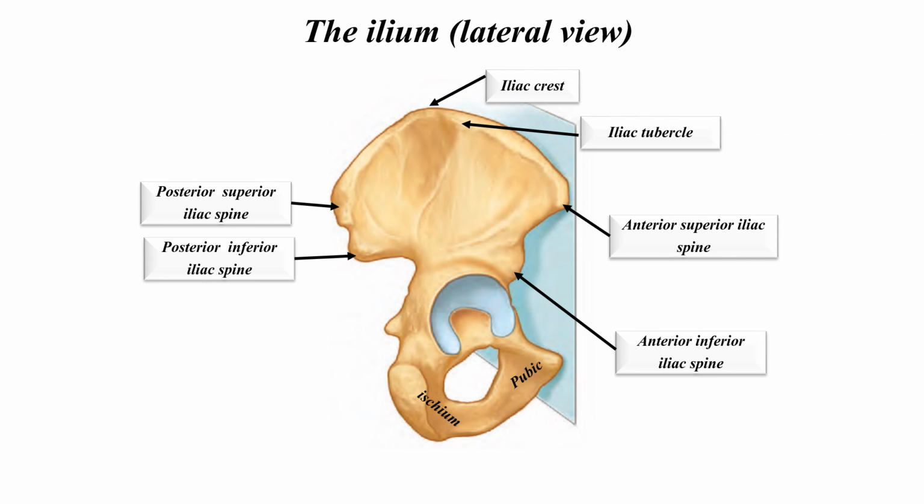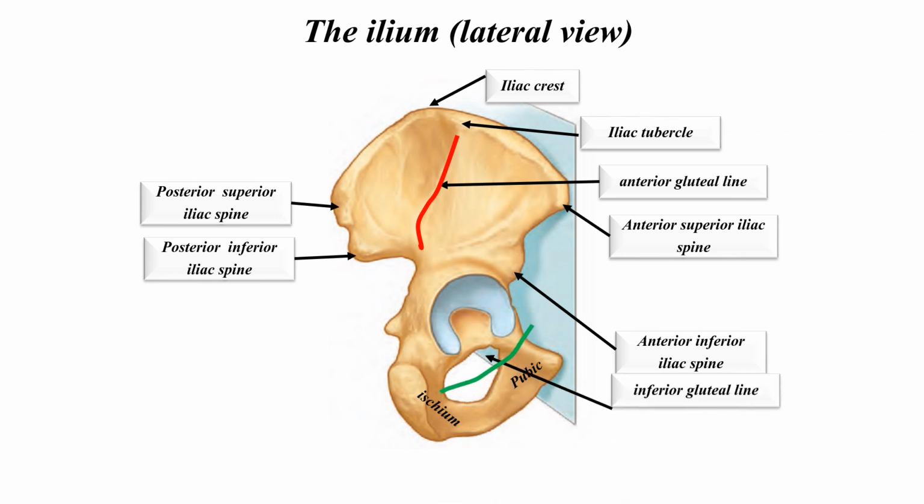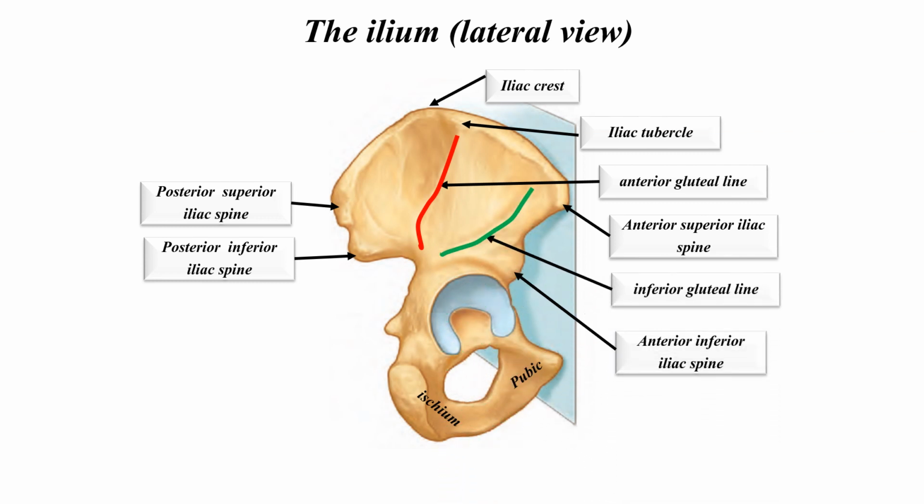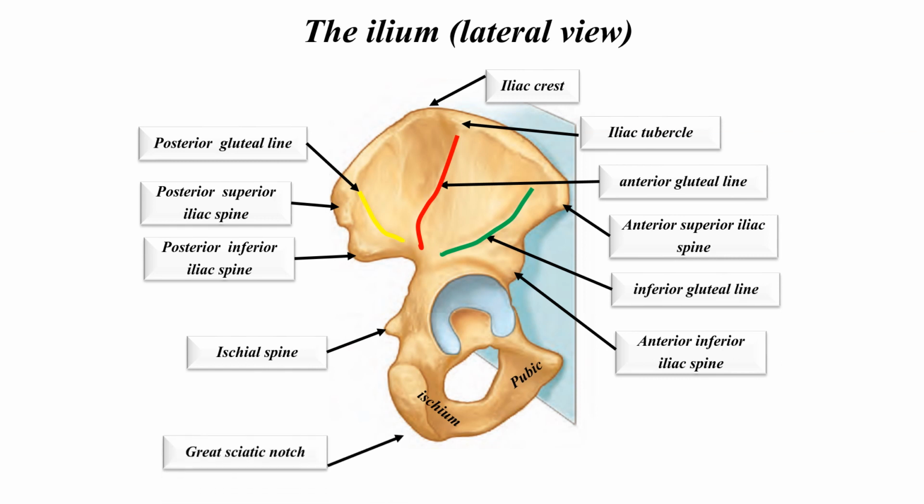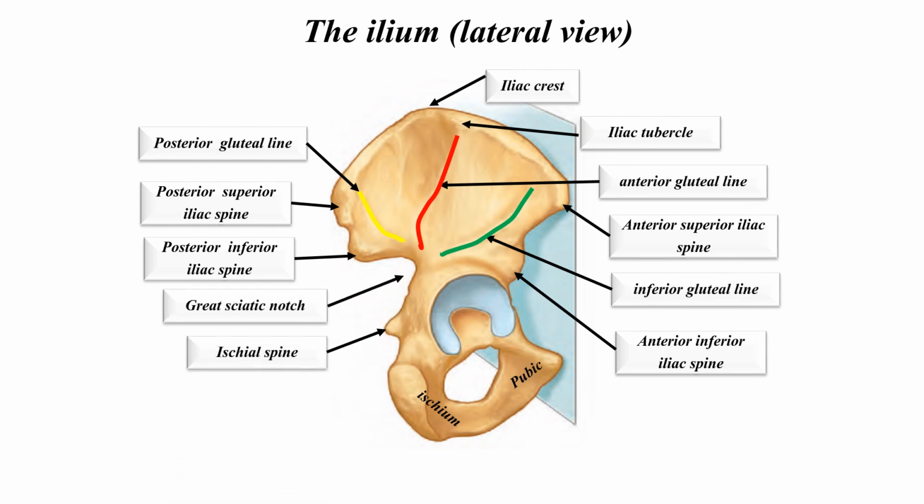The lateral surface of the ilium is called the gluteal surface because it has 3 gluteal lines. This is the anterior gluteal line. Also, it is called middle gluteal line. This is the inferior gluteal line, and this is the posterior gluteal line. The lateral surface is the surface for attachment of the gluteal muscle. Posteriorly, this is the posterior inferior iliac spine, and this is the ischial spine. Between them, there is the great sciatic notch.